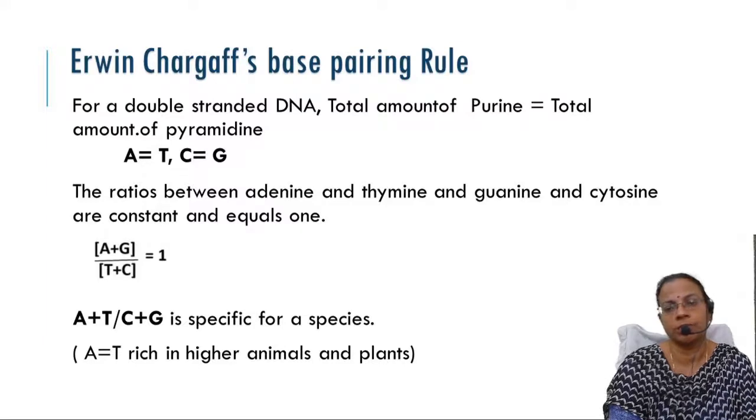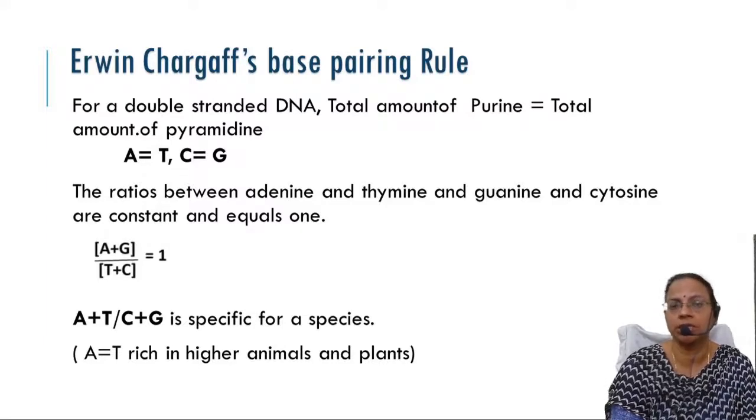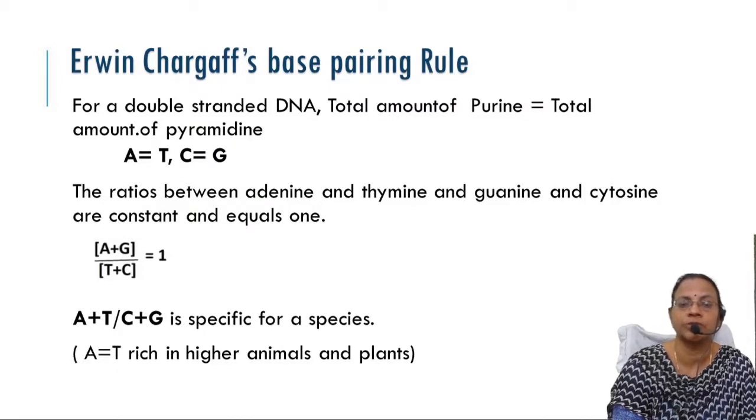Now we'll move on to the next concept, that is Erwin Chargaff's base pairing rule. The scientist Erwin Chargaff proposed the rule. He said the ratio between adenine and thymine, and guanine and cytosine, are constant and always equal to 1. So from this itself, it is understood that the total amount of adenine will be equal to thymine, as well as the total amount of cytosine will be equal to guanine.